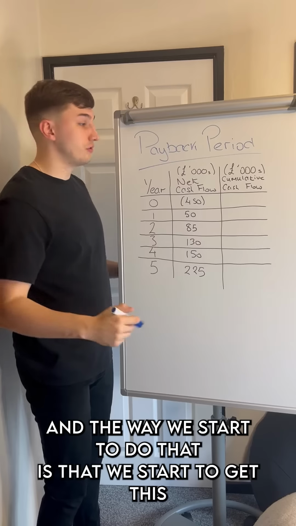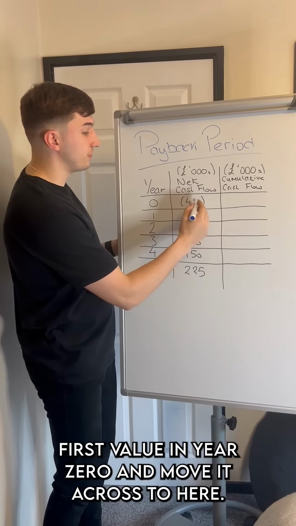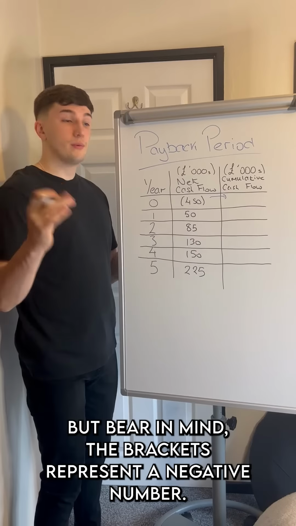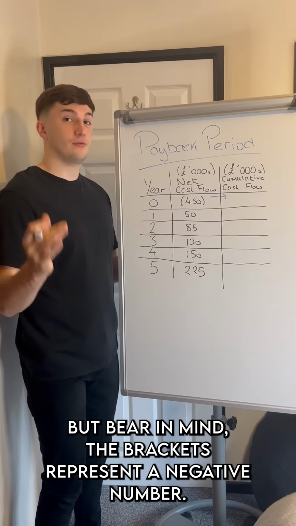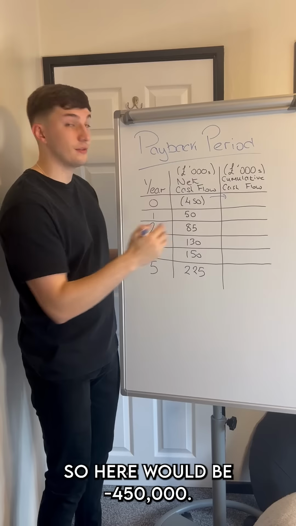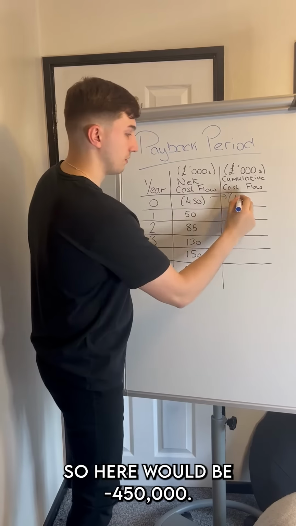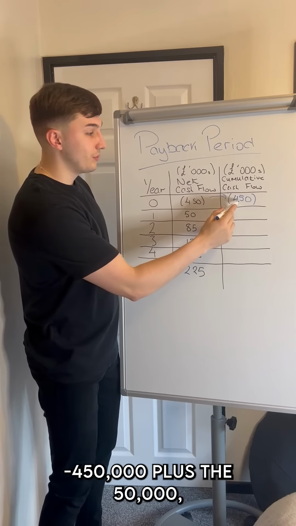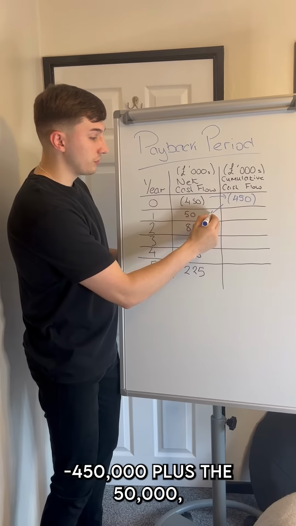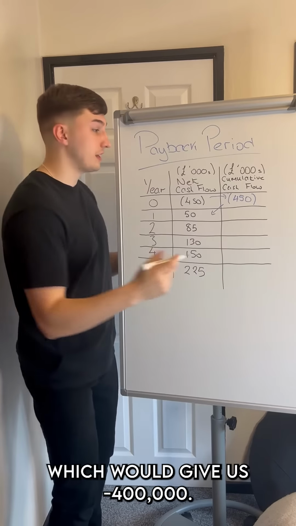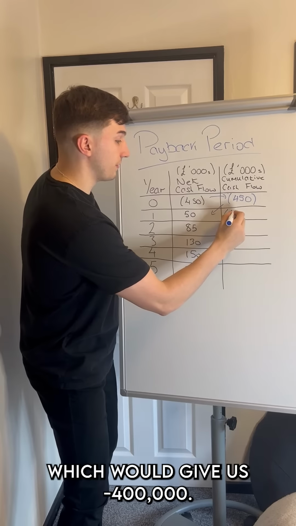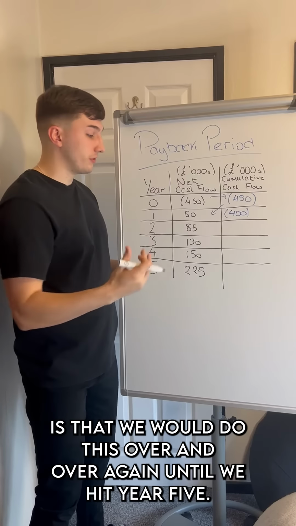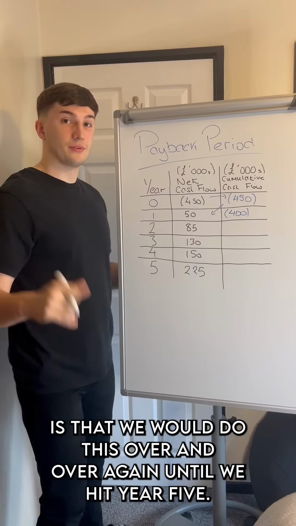And the way we start to do that is we take this first value in year 0 and move it across to here. But bear in mind the brackets represent a negative number, so here would be negative 450,000. Then to calculate the cumulative cash flow of year 1, we add the negative 450,000 plus the 50,000, which would give us negative 400,000. And then we would do this over and over again until we hit year 5.